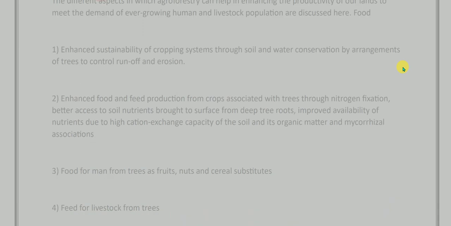The different aspects in which agroforestry can help in enhancing the productivity of our lands to meet the demand of ever-growing human and livestock population are discussed here. Food. 1. Enhanced sustainability of cropping systems through soil and water conservation by arrangements of trees to control runoff and erosion. 2. Enhanced food and feed production from crops associated with trees through nitrogen fixation, better access to soil nutrients brought to the surface from deep tree roots, improved availability of nutrients due to high cation exchange capacity of the soil and its organic matter, and mycorrhizal associations.